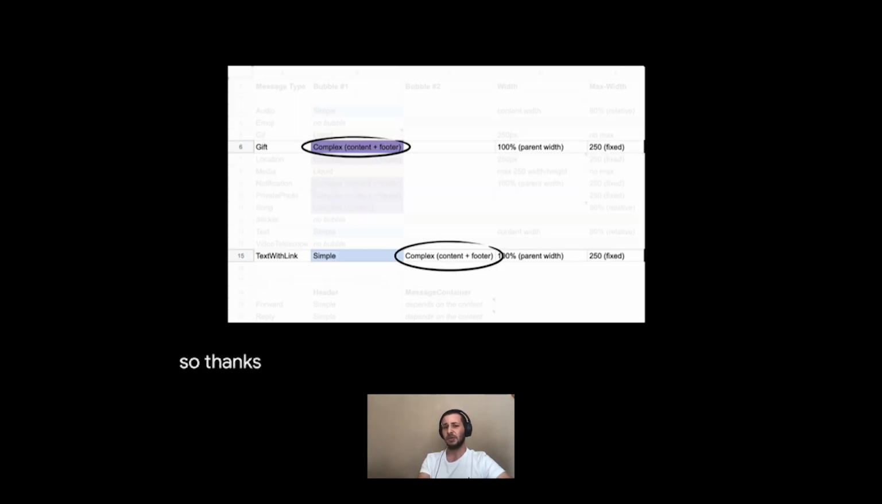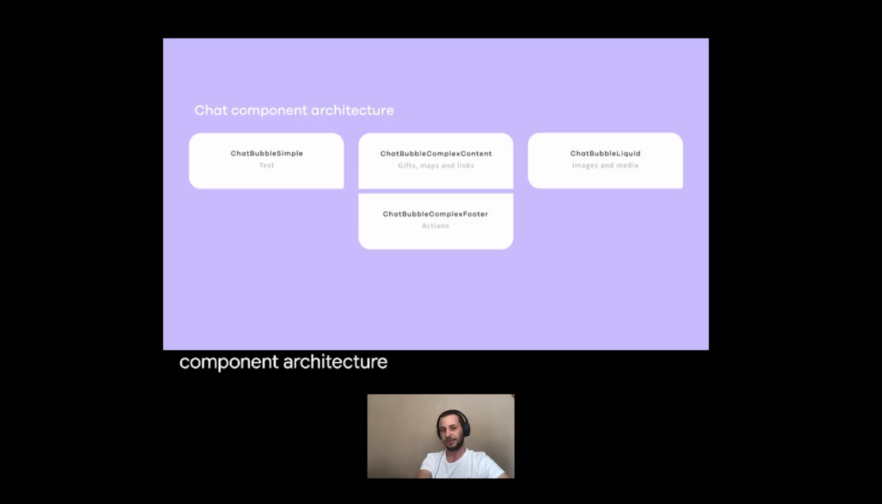So thanks to the code investigation we did, we now know that both components are built using the same main component, which is the complex content plus footer, as you can see in the Excel sheet here. So let's take a look at the chat component architecture. If we look at the chat component architecture here, we can see that all the chat message components are built using only 4 components. And this was discovered thanks to the research we did.